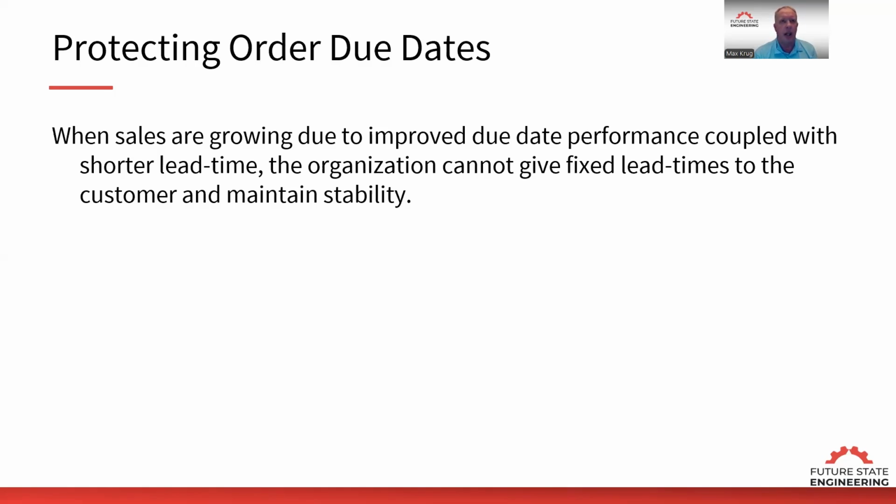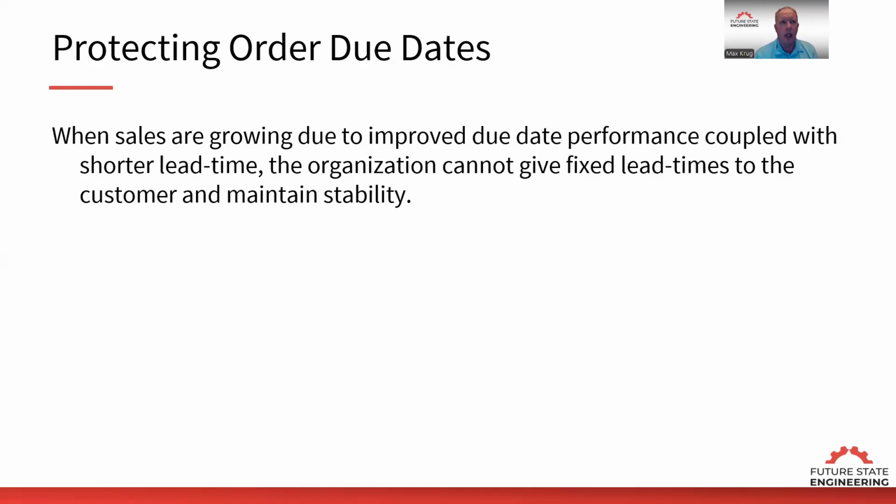So if sales aren't going up at this point, then either delivery performance or short lead times aren't a significant need of the customer. But most organizations I work with, that significant need is either reliability, availability, or short lead time. And so if you have one of those needs of the customer, then you're satisfying those needs, sales should be going up. And so we can't continue to give fixed lead times to the customer.